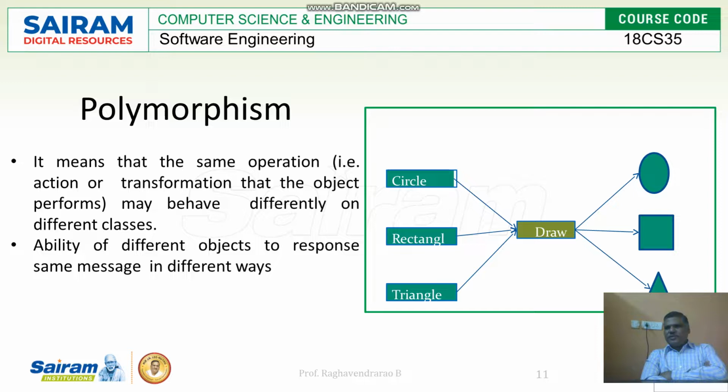Circle is a class that is told to draw, so the circle is drawn. Draw is one function. It is the ability of different objects to respond to the same message in different ways. Draw is a function, so you can draw anything: circle, rectangle, triangle, rhombus. Whatever input you give related to the draw function, it is going to draw that object.